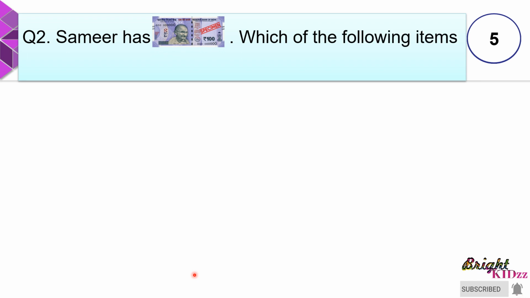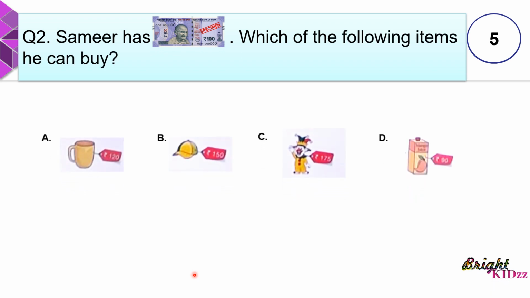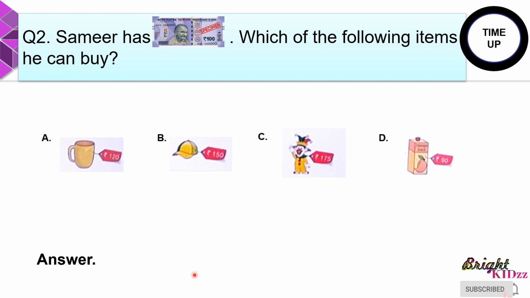Sameer has rupees 100. Which of the following items can he buy? Answer D. He can buy mango juice because it is the only item which is priced less than rupees 100.